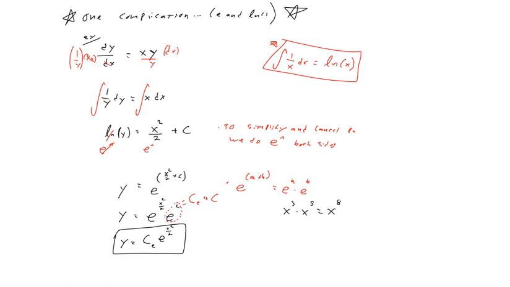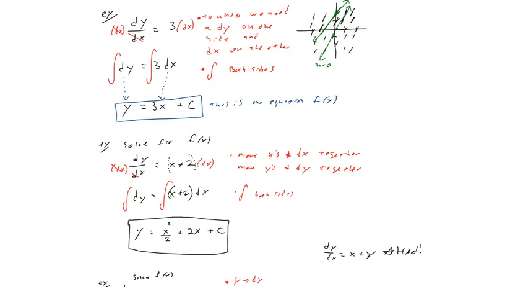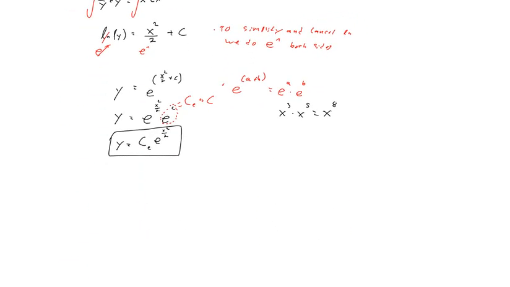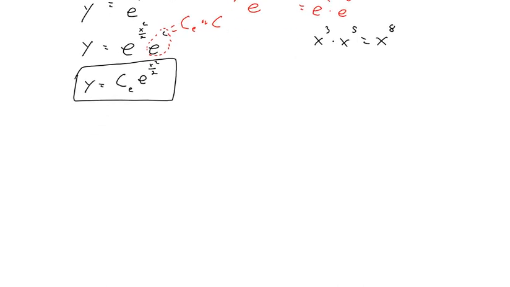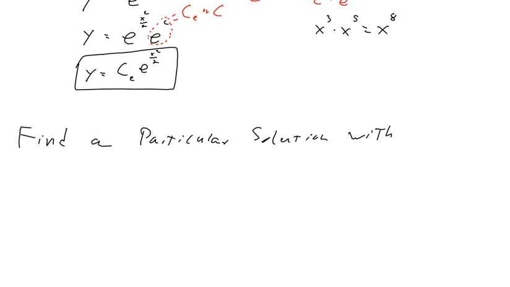All right, last thing. Now that we know how to solve these equations, we want to find a particular solution. One more thing: these are all general solutions. Find a particular solution with an initial condition. I have 5 minutes, so I've got to do this fast.